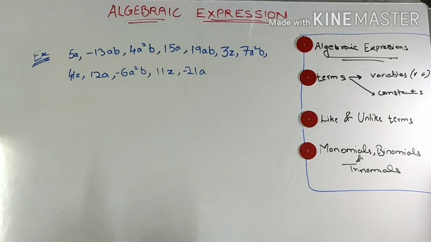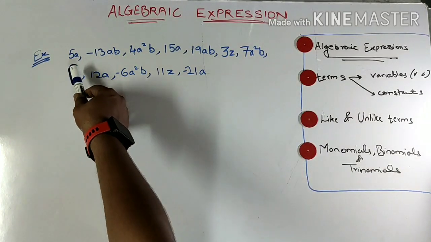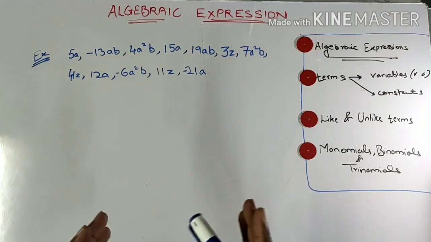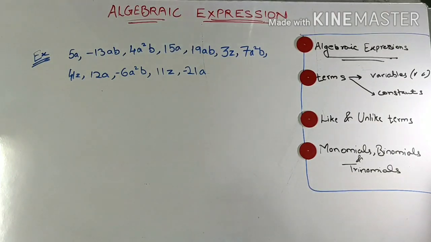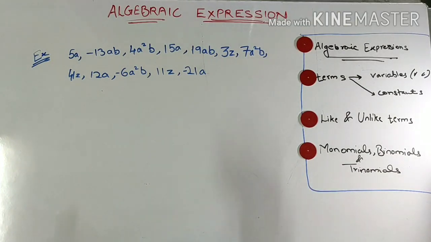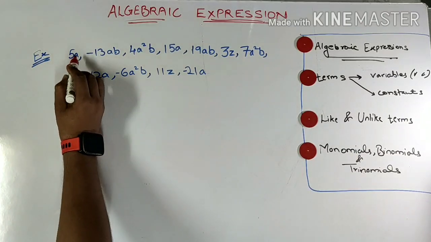Like terms are those which have the same variable and the same power. If I have the same variable and the same power, the terms having those variables will be called like terms, irrespective of the different coefficients. So let's figure out which of the terms are like terms based on the variables that they have.